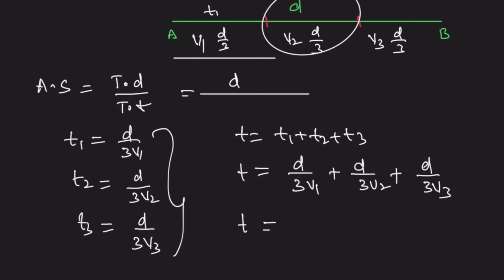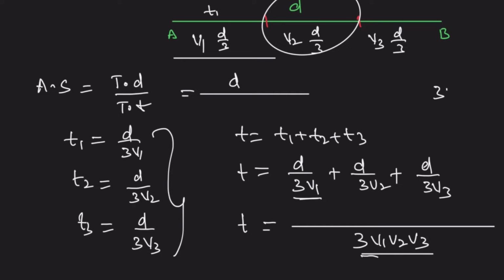So what is the LCM here? Observe the denominators: the first one is 3v1, 3v2, 3v3. So 3 is common. Remaining terms of the denominators are v1, v2, v3. So the LCM of 3v1, 3v2, 3v3 is 3 v1 v2 v3. Now this denominator divided by the first one, 3 v1 v2 v3 by 3v1, we get v2 v3.